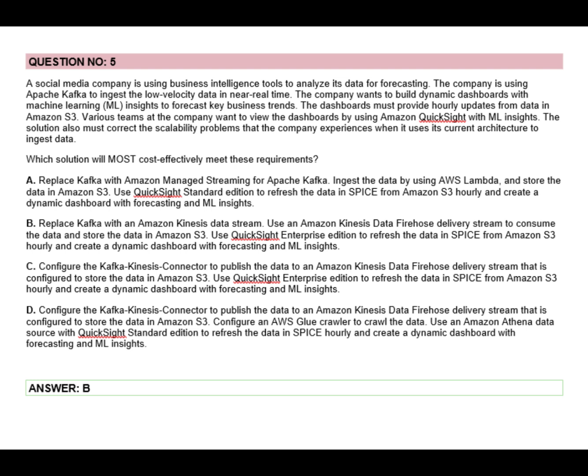D. Configure the Kafka Kinesis connector to publish the data to an Amazon Kinesis Data Firehose delivery stream that is configured to store the data in Amazon S3. Configure an AWS Glue crawler to crawl the data. Use an Amazon Athena data source with QuickSight Standard Edition to refresh the data in SPICE hourly and create a dynamic dashboard with forecasting and ML insights. Answer B.